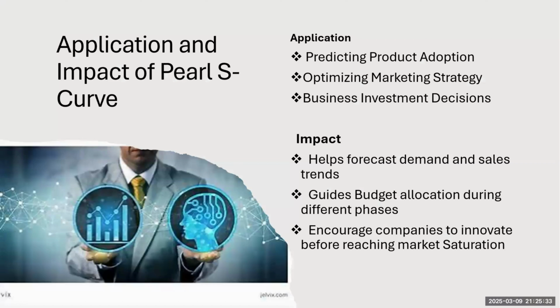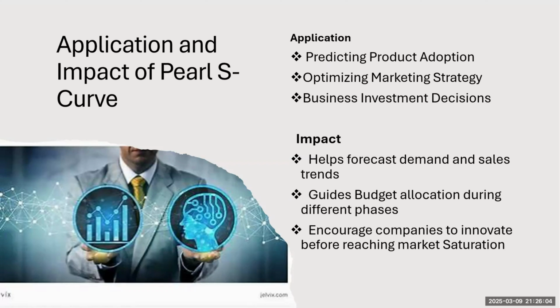And next, let's talk about the application and impact of the Pearl S-curve. Applications include predicting product adoption. Marketers use the S-curve to estimate when a product will gain traction and how fast it will reach saturation. Like I already told about electric vehicles, which started slowly and accelerated in the late years, and now are moving towards mass adoption.